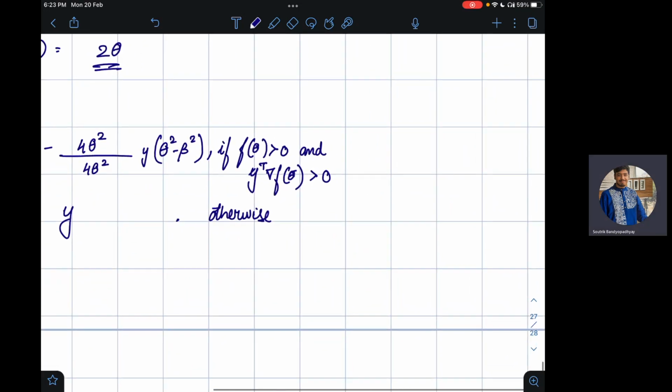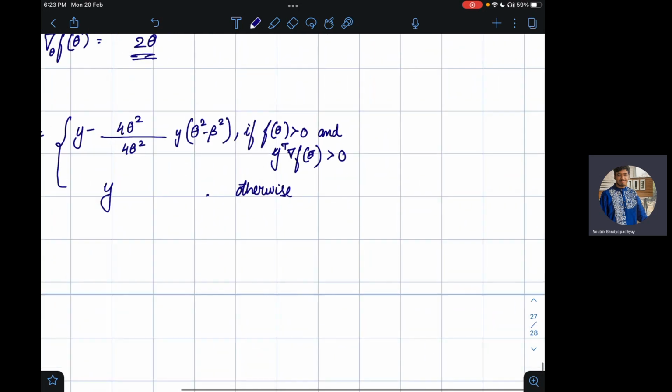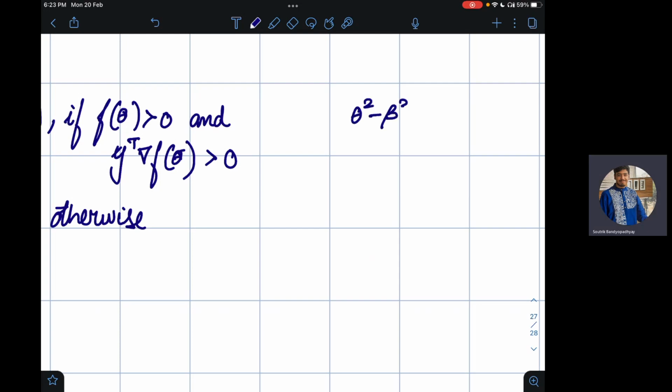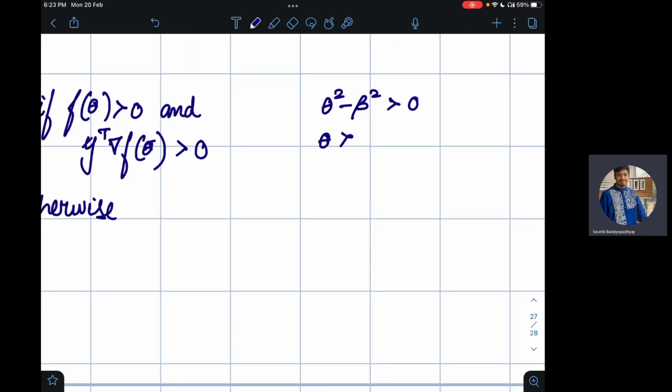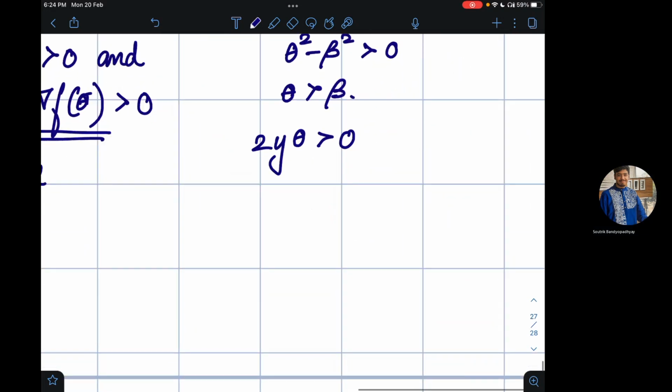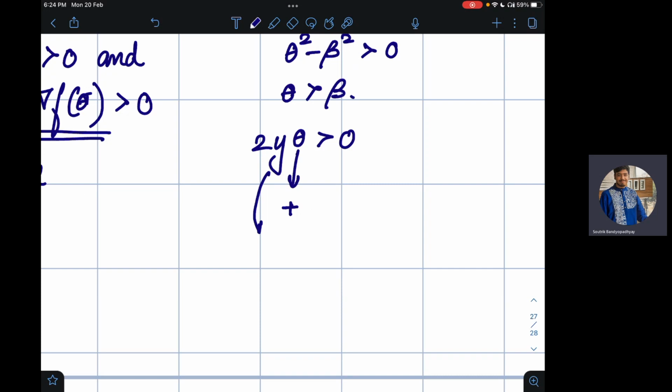Now let's focus on what this entire condition is saying. So if theta square minus beta square is greater than 0, then it means that theta is greater than beta. And this condition, such that y transpose, or y theta, 2y theta is greater than 0. This means that if theta is positive and correspondingly y is also positive, then this condition holds.